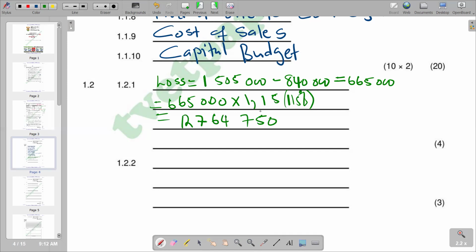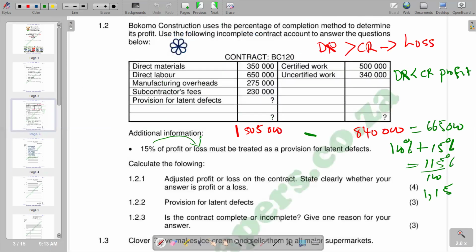So basically, that's what we do. And so the adjusted loss after we have included the percentage. So basically, the percentage, we are supposed to add it to 100% so that we get the total percentage, and then we multiply it by the loss, and get your 764,750 rand. So basically, that's our answer. We go move on to the next question.